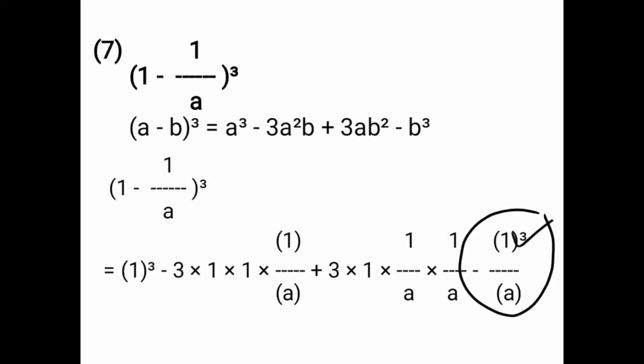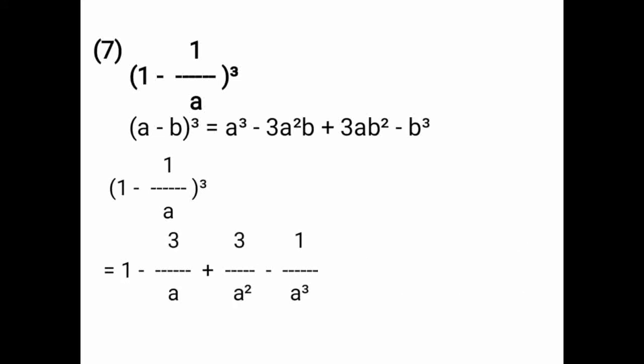Cube of 1 is 1. Cube of a is a cube. So the answer will come in minus b cube, 1 upon a the whole cube. That is equal to 1 minus 3 upon a plus 3 upon a square minus 1 upon a cube. This is the final answer because you have unlike terms. You cannot add and subtract unlike terms.